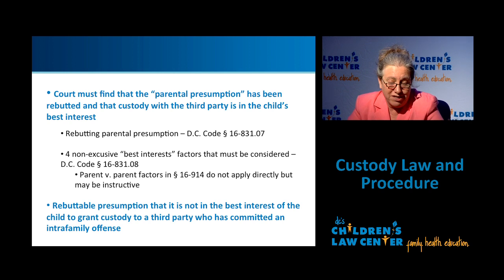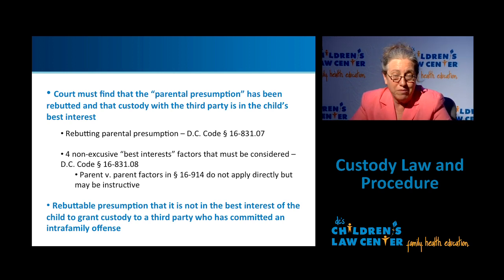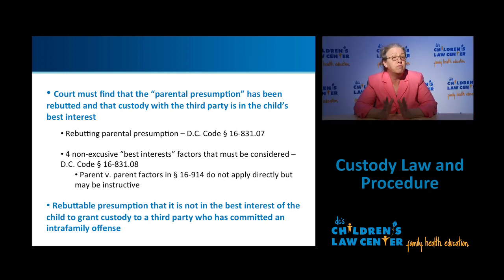Once, however, you've established standing, either because no one objects or because you've actually litigated it, there is a legal standard that the court applies to decide whether or not to give the third party custodial rights. And it's a two-part or two-prong standard. First, the court must find that what's called the parental presumption has been rebutted, and then the court must also find that the custodial arrangement is in the best interest of the child. So let's talk about the parental presumption first, briefly.